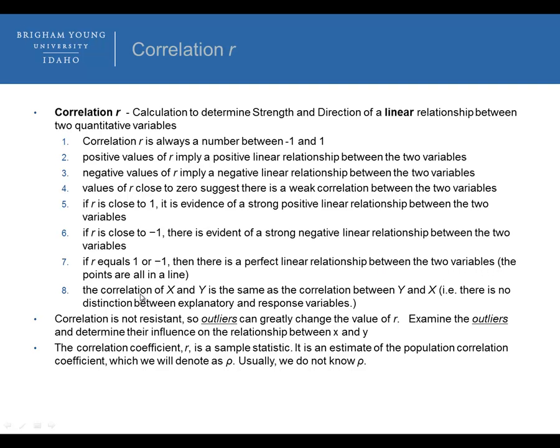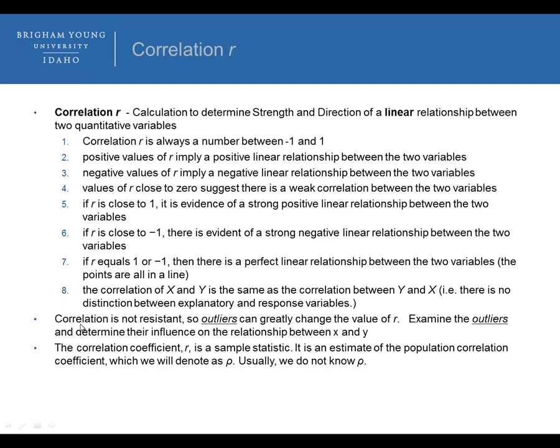So basically all these things are covering the strength of relationship. Numbers close to 1 or -1 mean a strong relationship, and numbers close to 0 mean a weak relationship. The last item here, from 1 through 8, is that the correlation of x and y is the same as the correlation between y and x. There's no distinction between explanatory and response variables. These two, explanatory and response variables, we will cover in the next lesson.